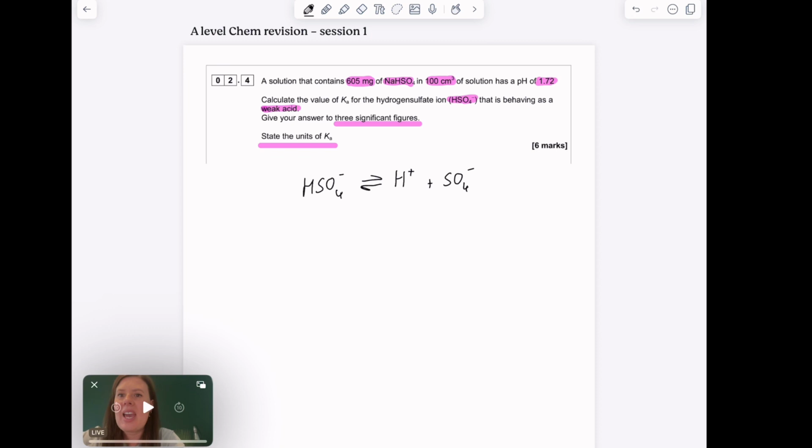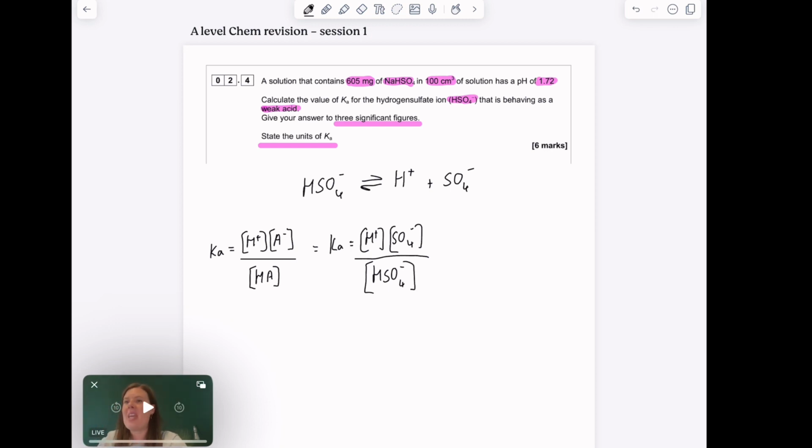The next thing is I'm going to remind myself of how we're going to calculate Ka. So if we're calculating Ka, we're going to want an expression for that. Now the general expression is the concentration of the products over the concentration of the acid. And remember, those square brackets mean concentration. Now, if I apply that to this question, it becomes Ka is equal to our H plus concentration times our SO4 2 minus concentration over our acid concentration, which is HSO4 minus. And remember, this is something that we do when we're looking at weak acids.